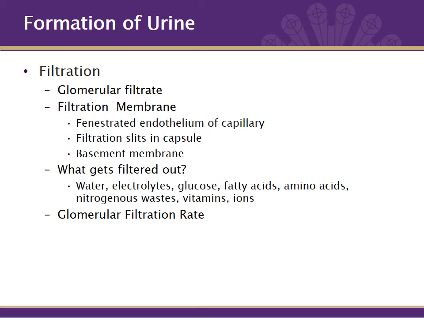Glomerular filtration rate is the amount of filtrate formed in 1 minute by both kidneys. Healthcare providers can use the glomerular filtration rate to help determine if the kidneys are working properly. Males produce about 180 liters per day, and women produce about 150 liters per day. Approximately 99% of this filtrate is reabsorbed back into the blood, as we will see in the following steps.